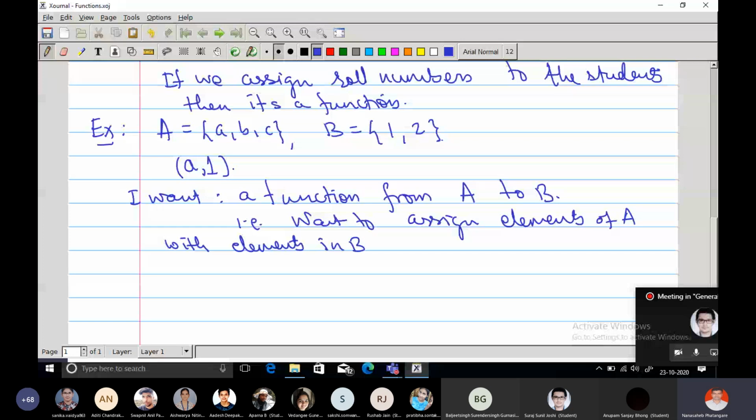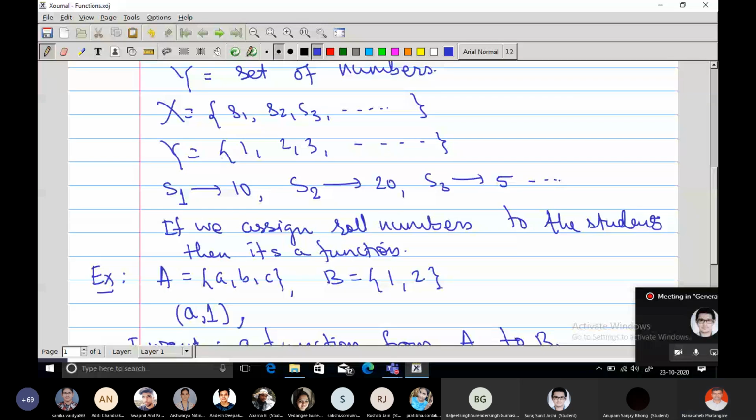So a function from A to B means I want to assign elements of A with elements in B. So I will assign an element of A with an element of B, like 1. Now, as in the previous example, if you look at the set of students and the set of numbers, I am assigning a student some roll number. In this case, there are some restrictions. I cannot assign the same roll number to two distinct students.